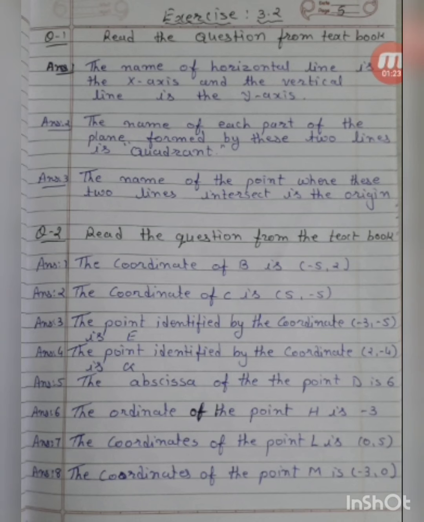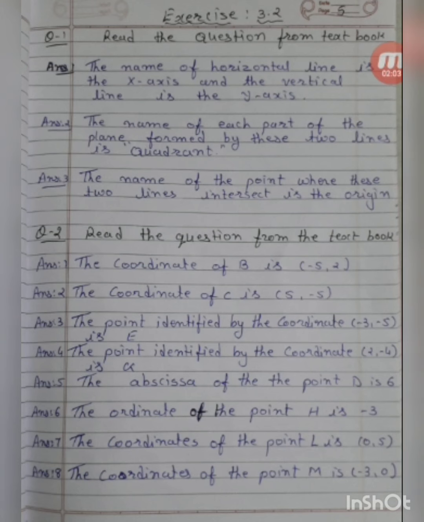Now here, answer number 1. The coordinate of B is -5 and 2. Answer number 2. The coordinate of C is 5 and -5. You can write this coordinate. You can see the x coordinate is 5 and y coordinate is -5. Now, answer number 3. The point identified by the coordinates -3 and -5 is E. You can see the point E in the figure. You can find out the x coordinate is -3 and y coordinate is -5.